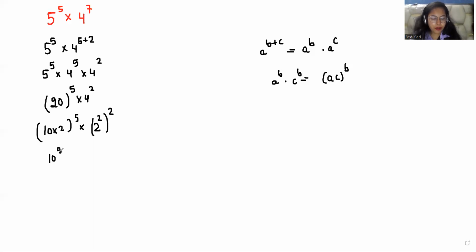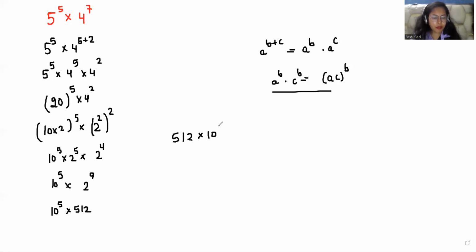Now 10^5 times 2^5 times 2^4, we can write as 10^5 times, again using this property, 2^(5+4), which is 2^9. So we know that 2^9 is 512. So we can write 512 times 10^5, or 5.12 times 10^7. So this is our final answer.